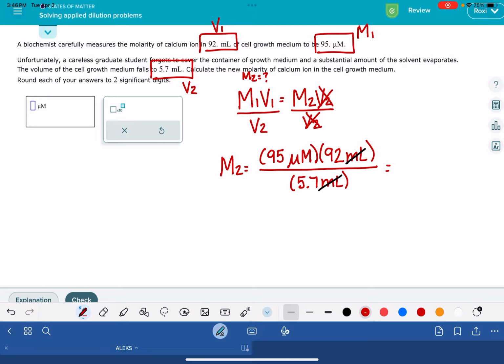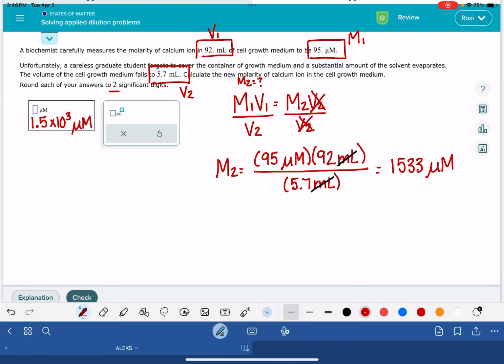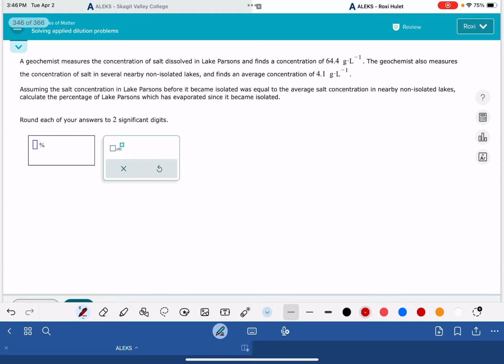I'm going to carry this math out on a calculator that I have off screen. 95 times 92 divided by 5.7 is 1,533 micromolar. It looks like ALEKS wants this to 2 sig figs, so I have to put it in scientific notation, 1.5 times 10 to the third micromolar. This is the easier version of this particular problem. Let's go ahead and take a look at the lake version. This is a harder version.